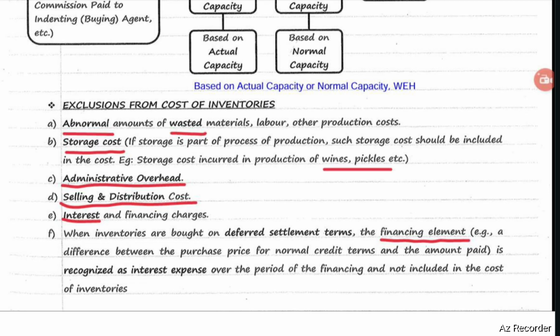Third, office and administration overhead. Fourth, selling and distribution overhead. Fifth, interest and finance charges. When inventories are bought on deferred settlement terms, there is a financing element. For example, the difference between the purchase price for normal credit terms and the amount paid is recognized as interest expense over the period of financing and not included in the cost of inventory. Such interest expense will be charged to the P&L account. It will not be added to cost of inventory. That means it will not be capitalized.